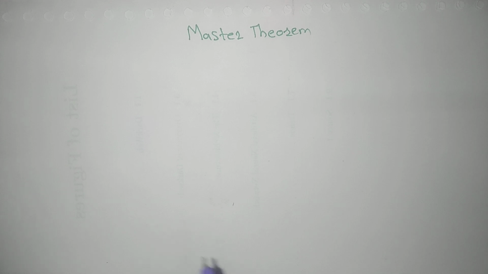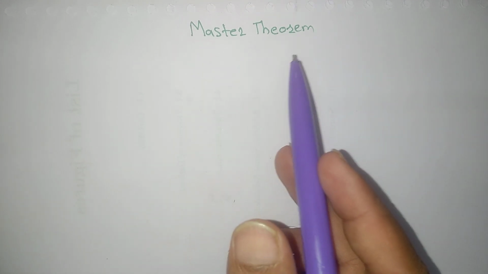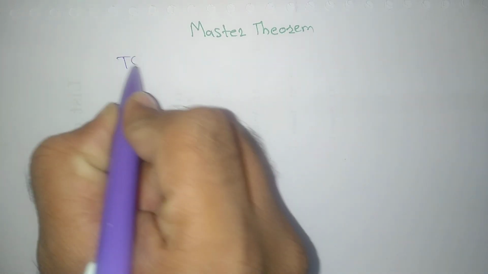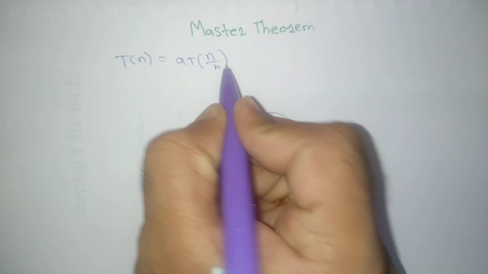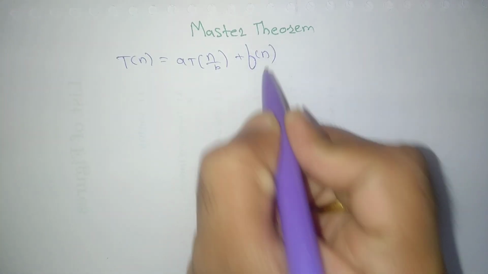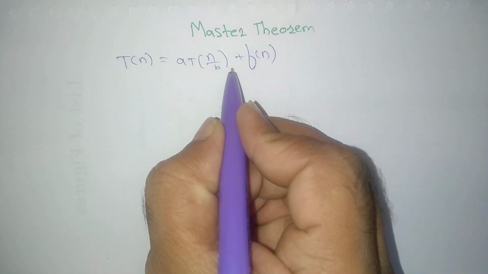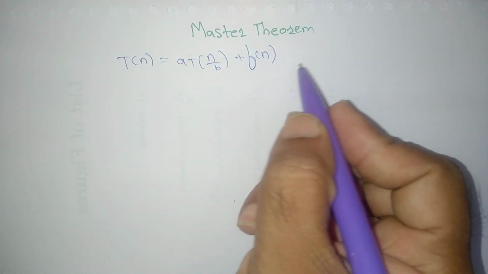Hello all. In this lecture we are going to see the master theorem, all the three conditions of the master theorem. In a problem statement, something like T(n) = aT(n/b) + f(n). The given equation we have to compare with the master theorem. This is the master theorem: T(n) = aT(n/b) + f(n).